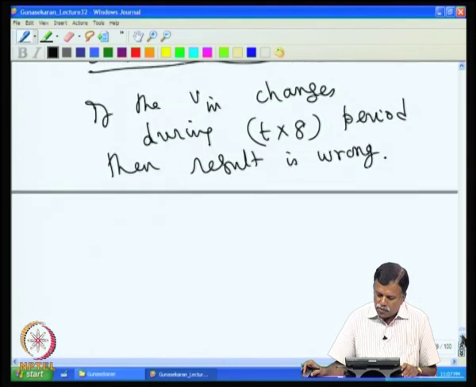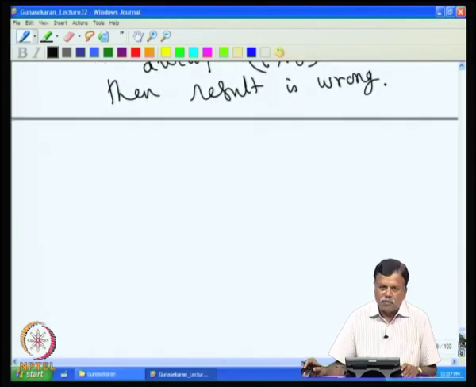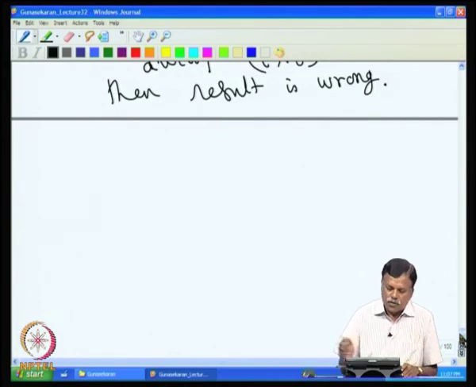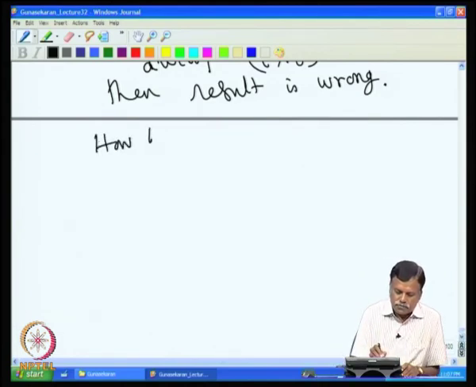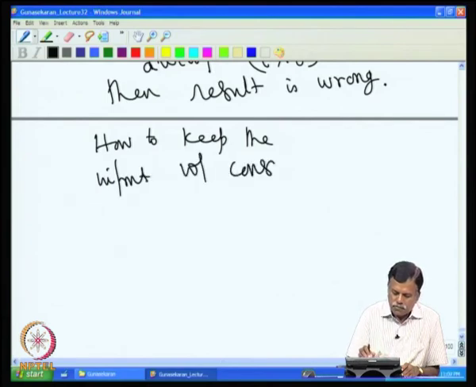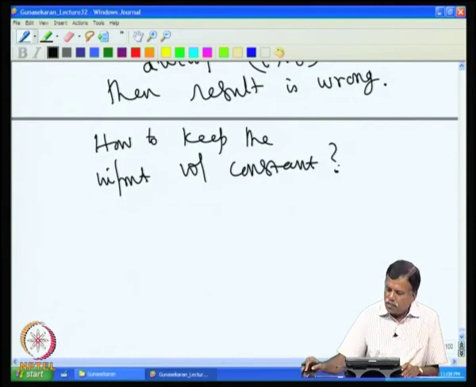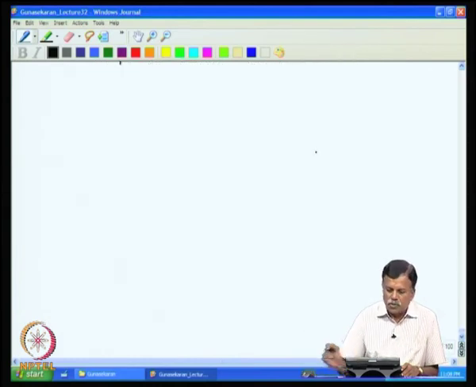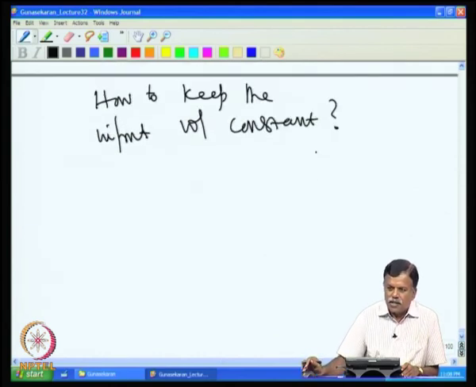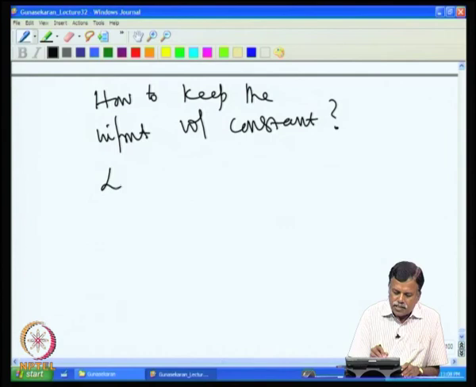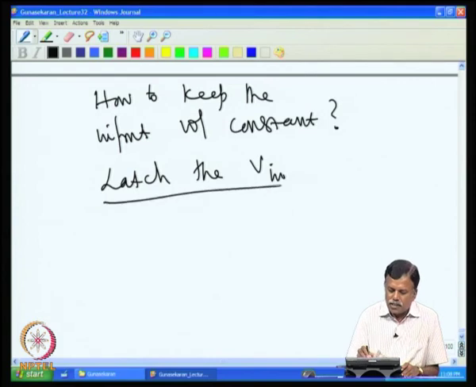So, if you want to make this converter workable, then we have to make some arrangement to keep the input constant. So, how to keep the input voltage constant? For this, one can use a sample and hold circuit. That is basically to latch the V in, which is the thing that is required.